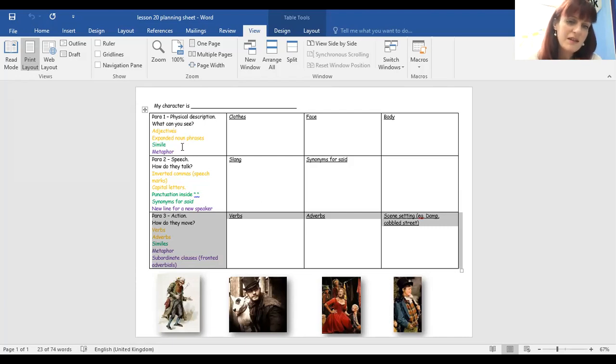Down here in the colours is the different levels of skill. Okay, so as you can see, adjectives, so colour words, and expanded noun phrases are in yellow because they are easier skills for you to use. If you are a bit more confident, you will use similes, so you're heading for a green. If you want to be extended abstract, really, really strong writer, I'd like you to have a go at thinking up some metaphor, okay?